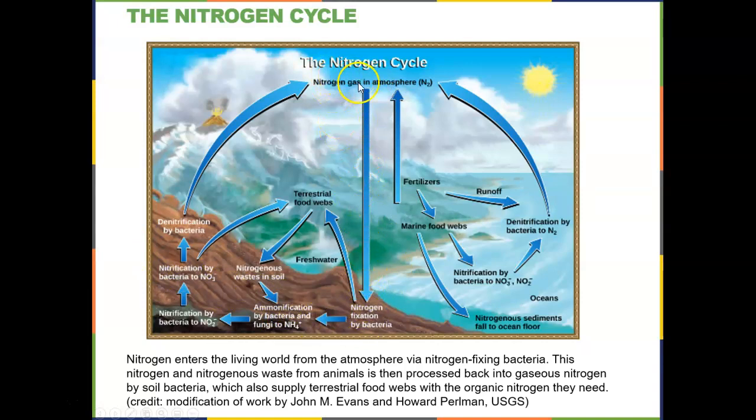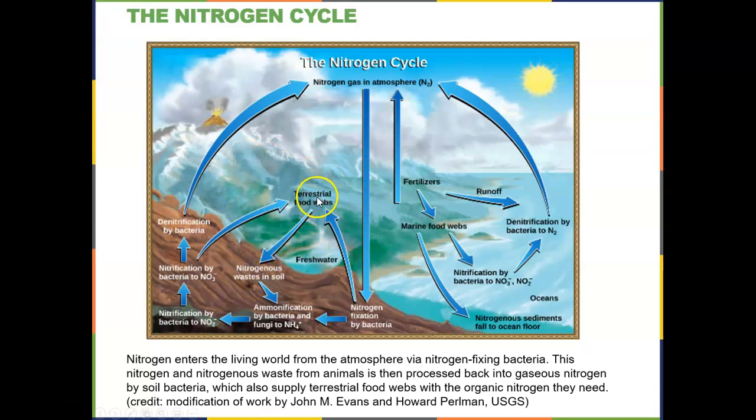You see this big down arrow. It's the only down arrow. Nitrogen fixing bacteria can pull nitrogen gas out of the air and make it in a form that living things can use. So here we see terrestrial food webs. Plants will take up this nitrogen that's fixed by bacteria, and then it will start to move through the food web, through the various trophic levels.